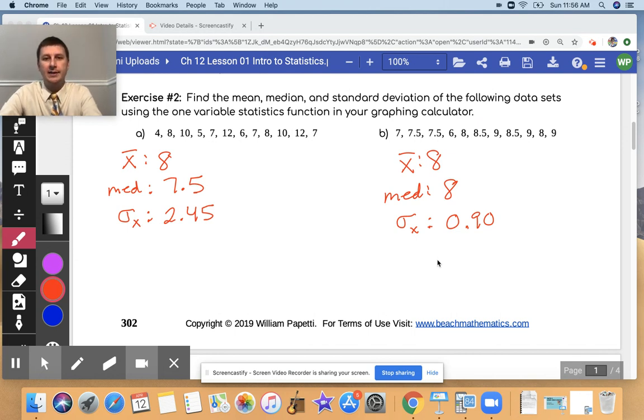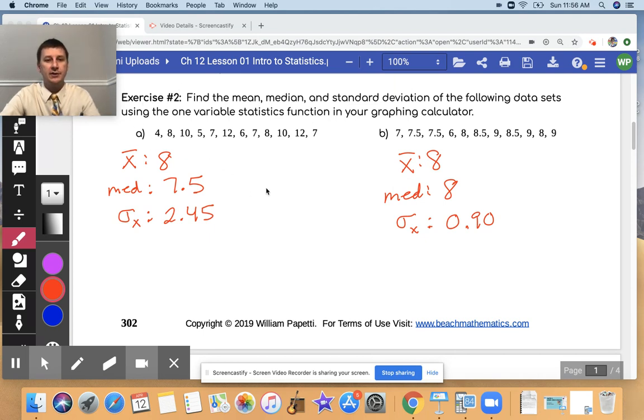And in this lesson, we are going to continue on to exercise number 3 in lesson 1 of chapter 12 that deals with statistics. So we left off by finding our mean, median, and standard deviation in the last problem.